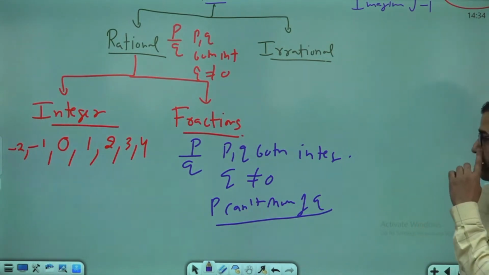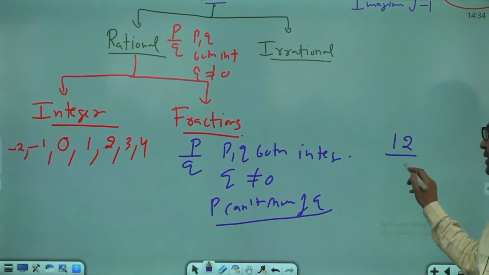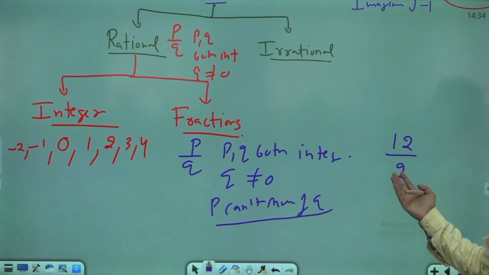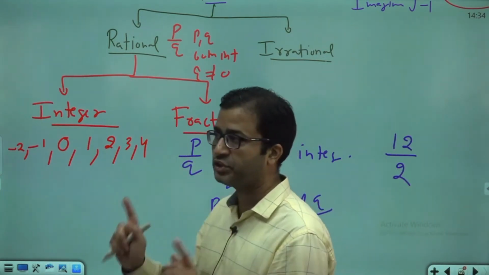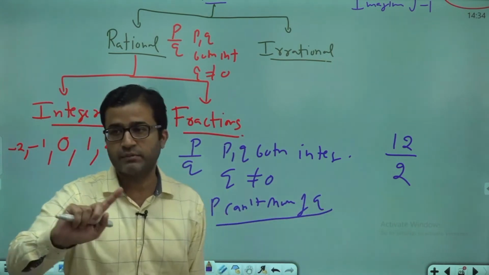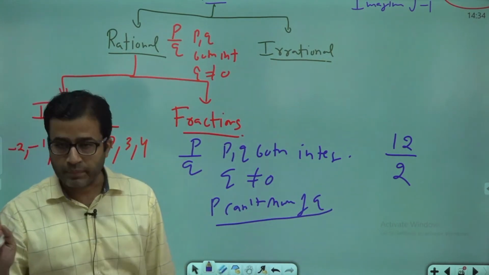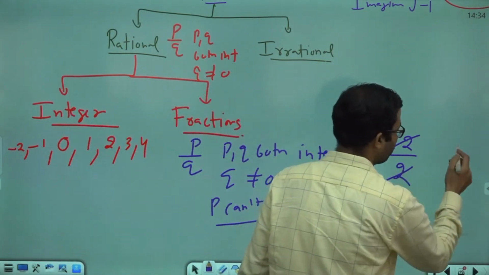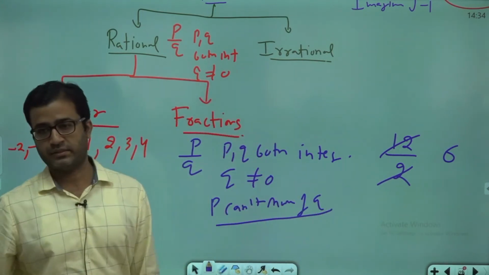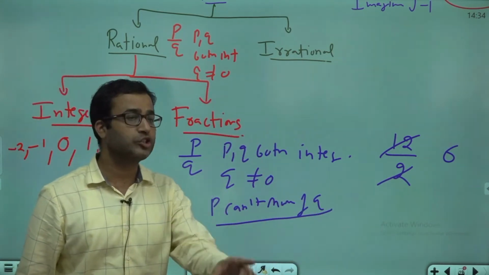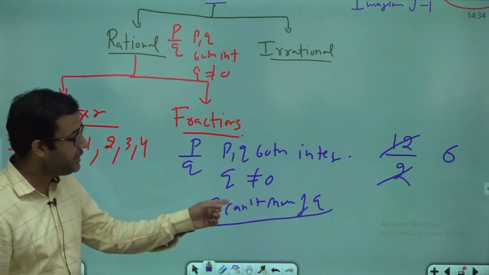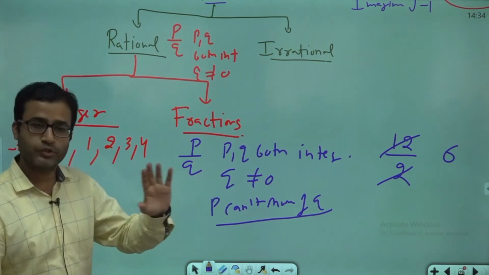For example, if anyone says 12 divided by 2, although sometimes I express this as a fraction, I write 12 divided by 2, conceptually, if you ask me the definition of fraction, here 12 divided by 2 is not a fraction, because we have to simplify it first. If you simplify it, it becomes an integer. 12 divided by 2 is actually in the category of integer, not fraction.